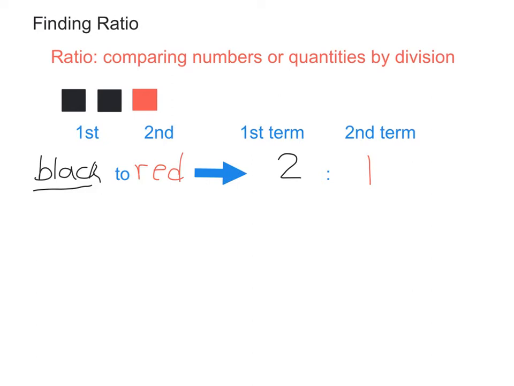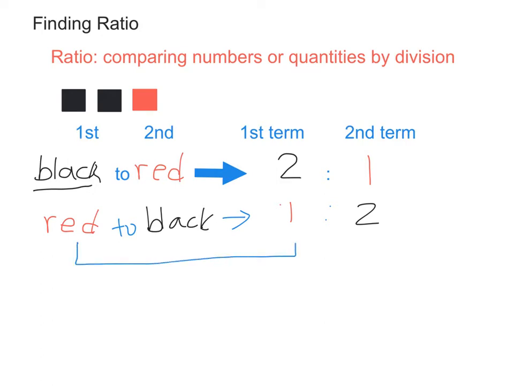If instead I said, what is the ratio of red to black, then we would have written 1 to 2. The number of red to black boxes is 1 to 2. So you can see that red, the first word, corresponds with the first term in our ratio, and black, the second word, corresponds to the second term in our ratio. So these are terms in our ratio, okay?